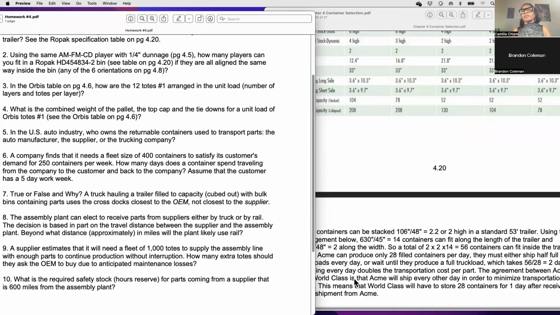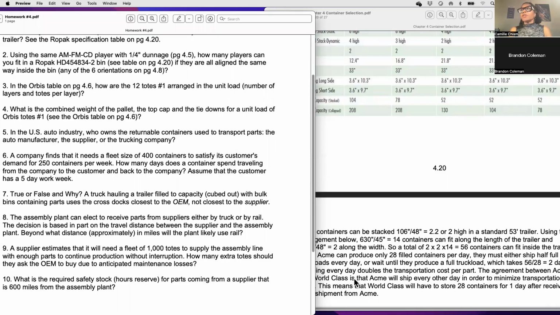Those are the plants that suffered, the ones that didn't have any safety stock. When they said, okay, everybody go back, everything's safe, you go back into the building and start working, there's no material. So they're shut down for an extra day or 2 days or a week or whatever, because they don't have their reserve. So what is the required safety stock in hours as a general rule for parts that are coming from a supplier that's 600 miles from the assembly plant? It's in your reading, keep that in mind.